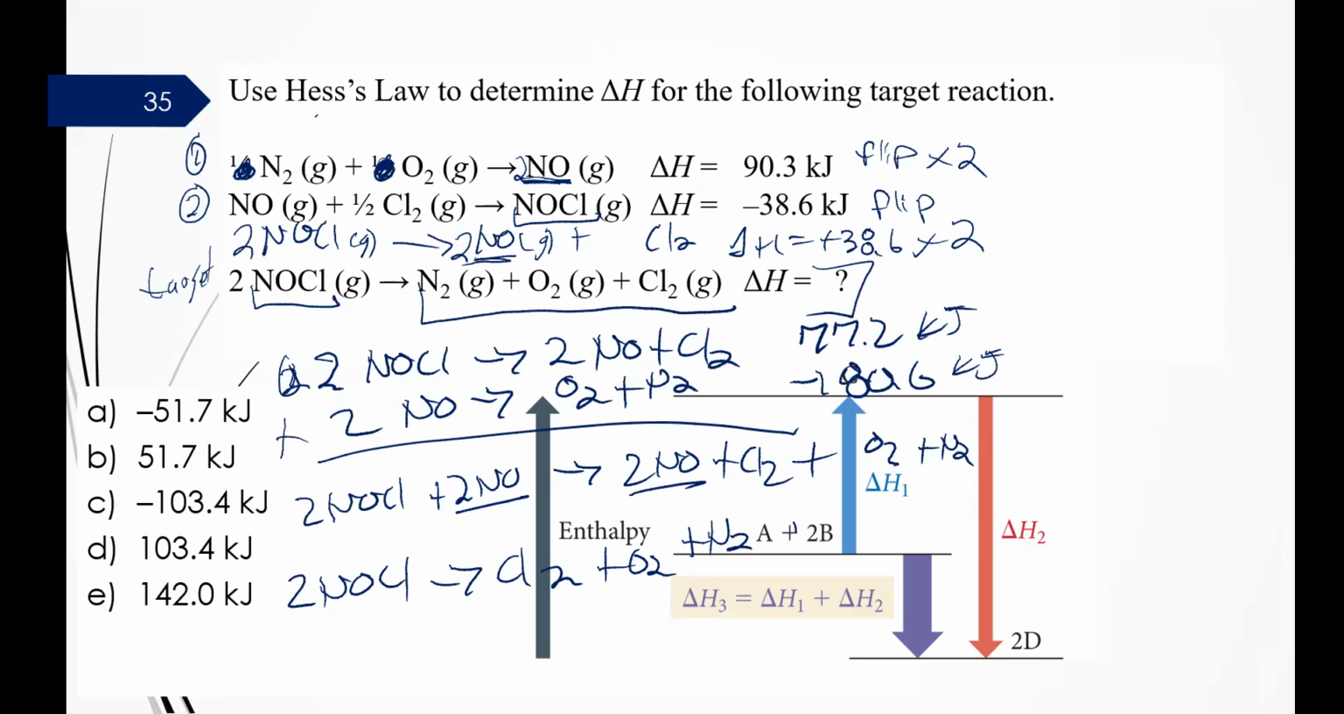And then since we just added those together, we just need to add these together. So we get a total of negative 103.4 kilojoules. And so that's kind of how you set those type of equations up. So you can flip them, you can move them around. Just remember that anything that you do to the equation itself, you have to do to the enthalpy as well.